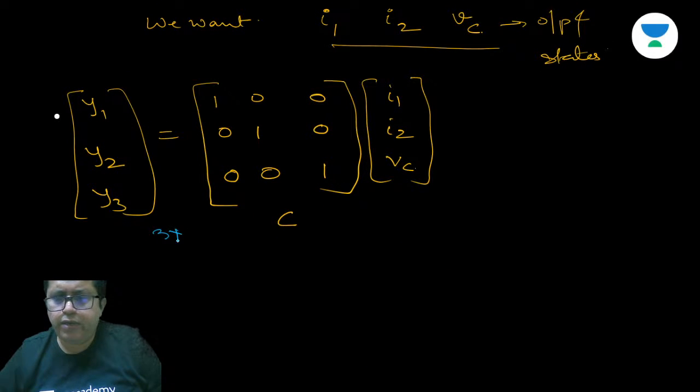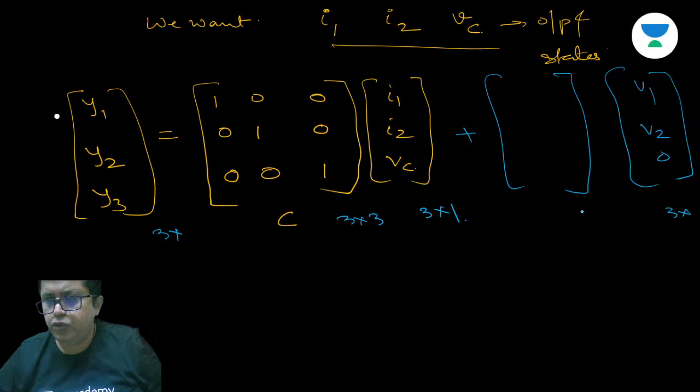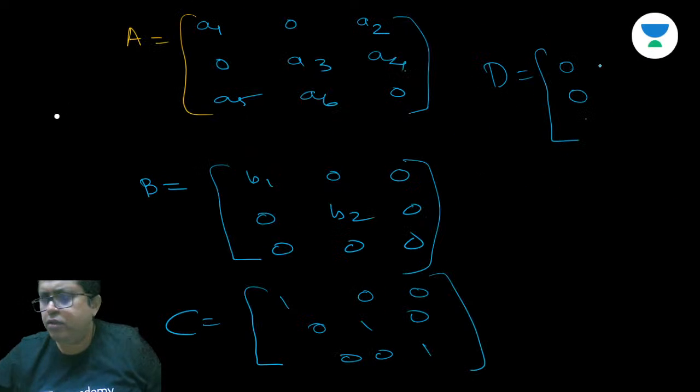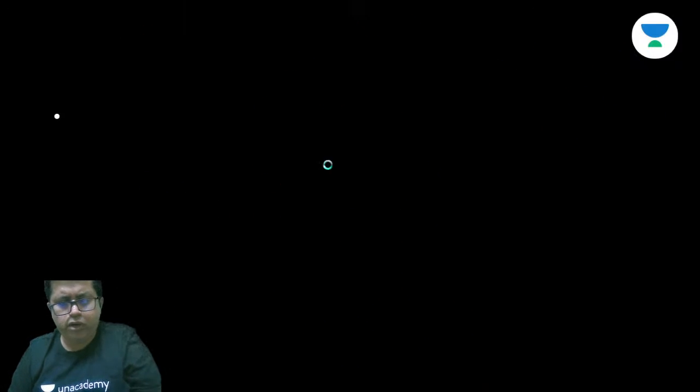This is 3 by 1, 3 by 3, 3 by 1, plus D matrix. How many inputs are there? V1, V2. So this is 3 by 3. All zeros. This is 1, 2, 1, 2, D matrix. Okay, so let us write the program hands on.